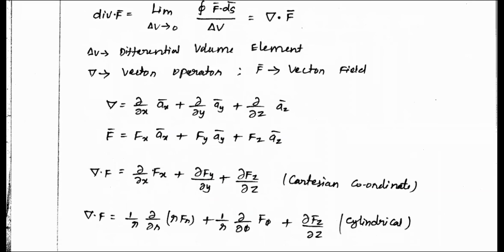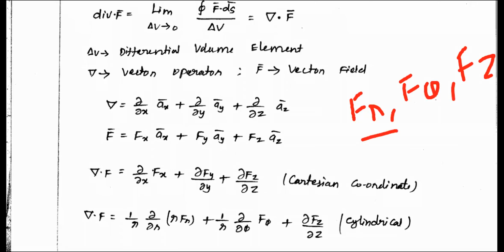For another coordinate system, they will mention the values as F_r, F_phi and F_z like that. Once you know those values, they will mention their vectors in this format only. Then you have to follow this formula: 1 by r, d by dr of r times F_r, and here simply 1 by r. This is something special, you have to remember this. Once we take del dot F, finally you will get this answer. This is the standard equation that you have to remember.